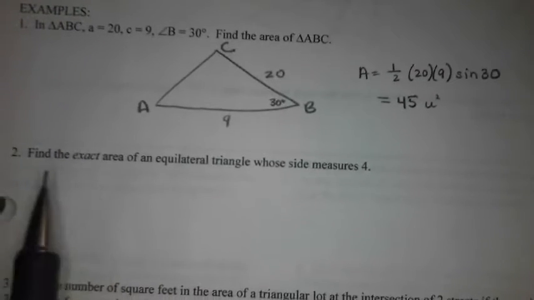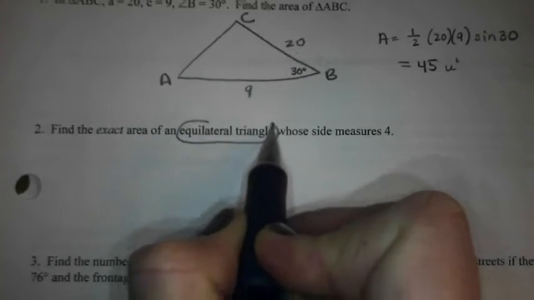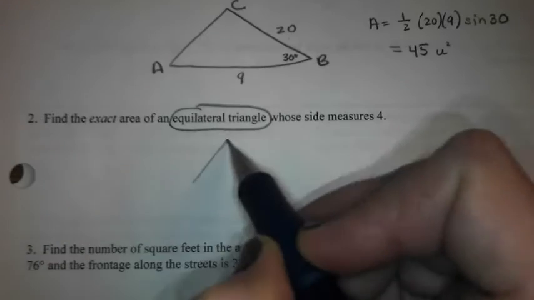All right, so this kind of changes the ball game a little bit. Find the exact area of an equilateral triangle whose side measures 4. So you need to know what an equilateral triangle is. What's that? All the sides are equal. Okay, so all your sides are 4.